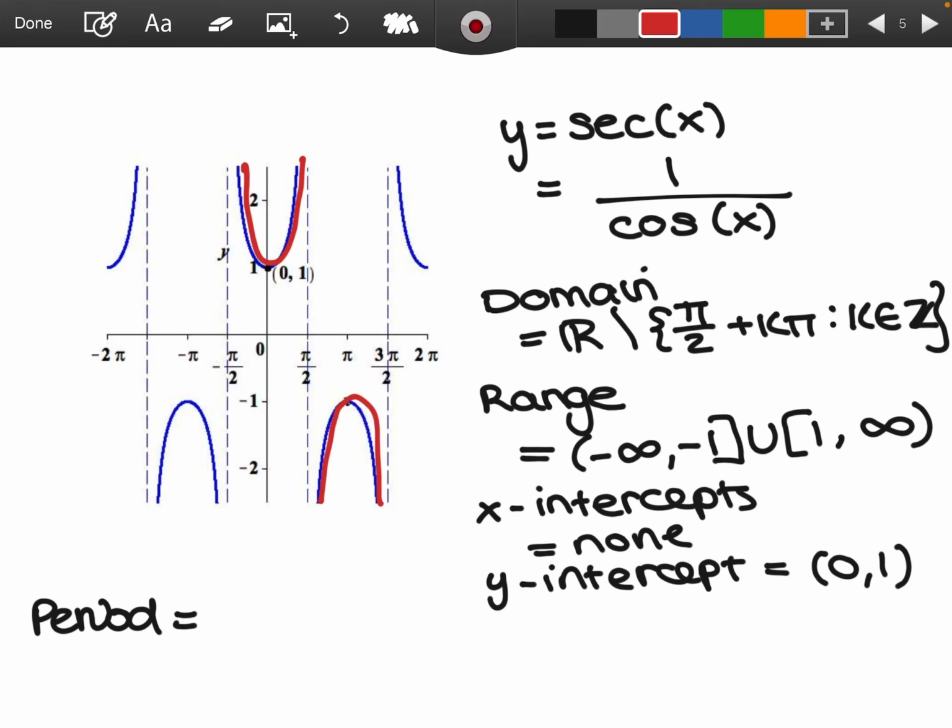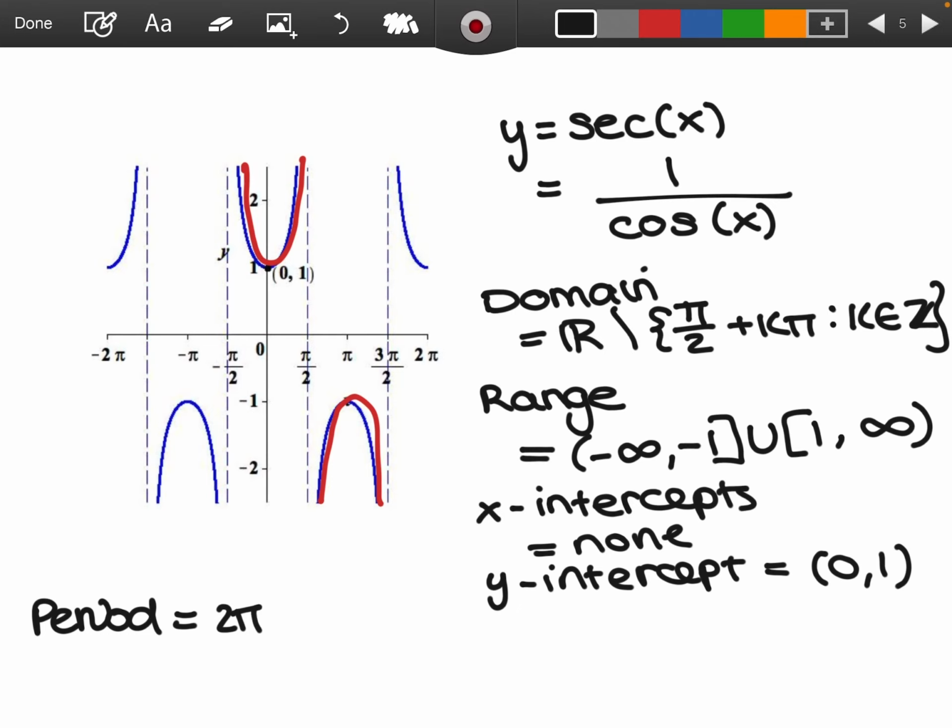Period, exactly the same as before. I take 2 of these arches and that will give me 1 full cycle, and therefore I can see from my image here that that has a length of 2 pi. So the period is 2 pi. And I don't have any maximum or minimum or amplitude here, exactly the same as I had for cosecant, because I go to negative infinity and infinity.